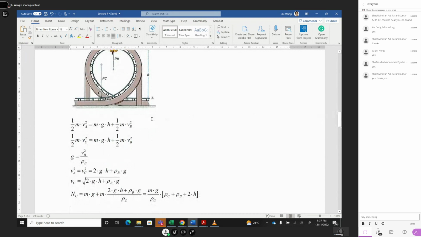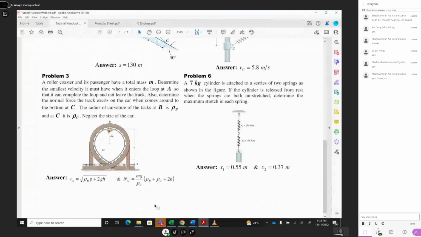Then we study at this point the track reaction force. Reaction force minus mg should be equal to ma, and a is the centripetal acceleration, which is VC squared divided by rho C. So NC minus mg equals m VC squared divided by rho C. From this relationship, you can find NC equal to mg plus m times the centripetal acceleration. Take mg out, and you can get this result. That's how you solve this problem. Then we go to the next question, question 4.